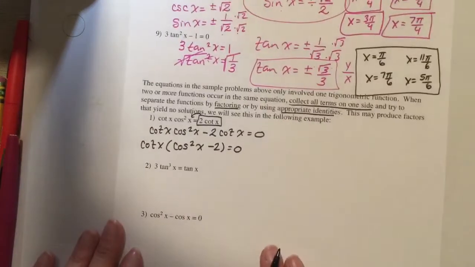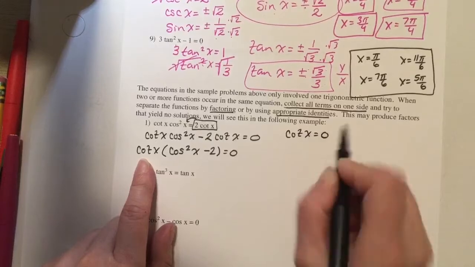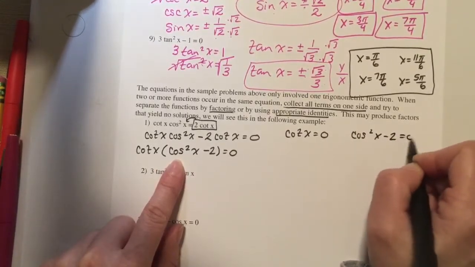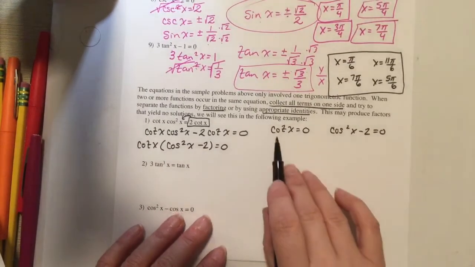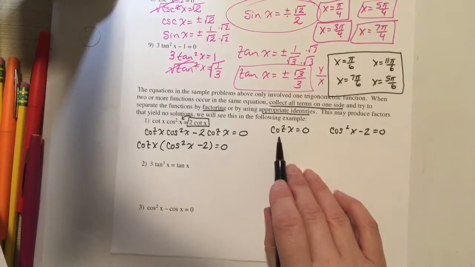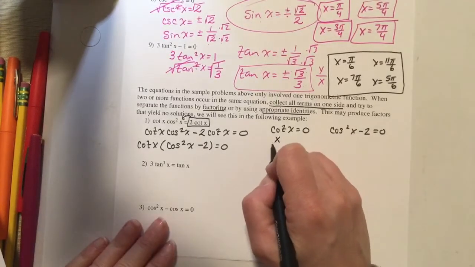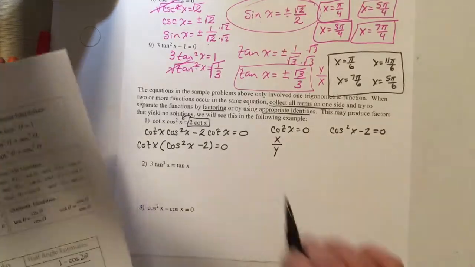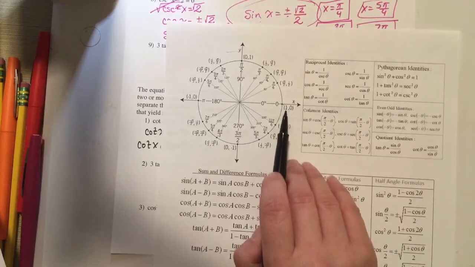Now this is factored. So you take each factor. Cotangent of x, you set that equal to 0. Cosine squared of x minus 2, you set that equal to 0. Now you have 2 equations. Cotangent is the reciprocal of the tangent. Tangent is y divided by x. So what I'm doing is looking and saying, where is x over y equal to 0? So I'm looking for x's to be 0 and y's to have a numerical value.